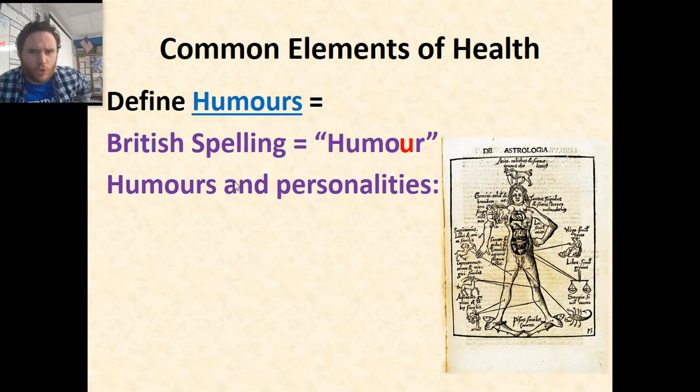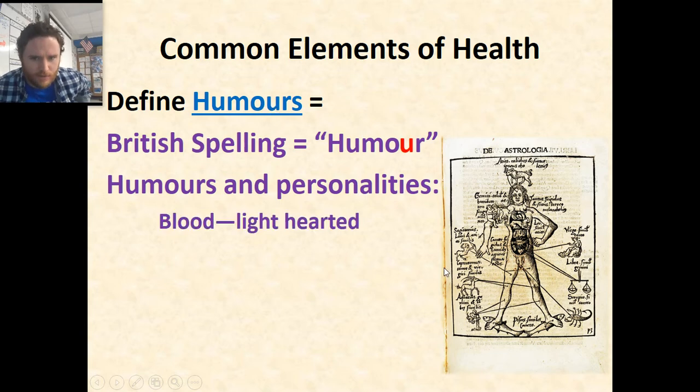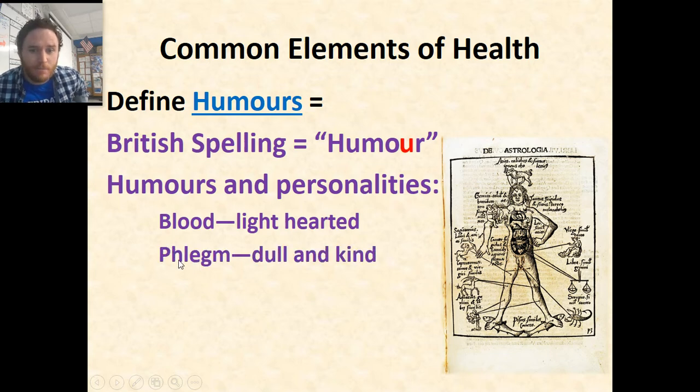The humors, with the U, that British spelling, was a very common medical philosophy of the time. There were four liquids that influenced people's temperament and personality. The blood influenced how light-hearted you were in your personality. The phlegm in your body influenced how dull and kind you were.